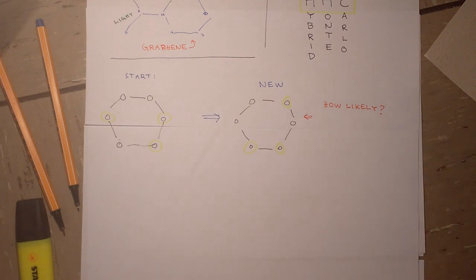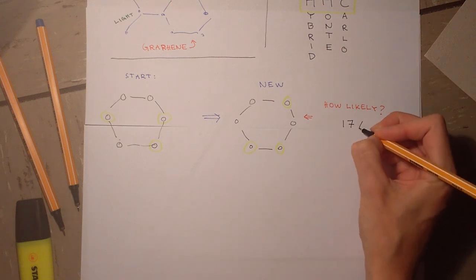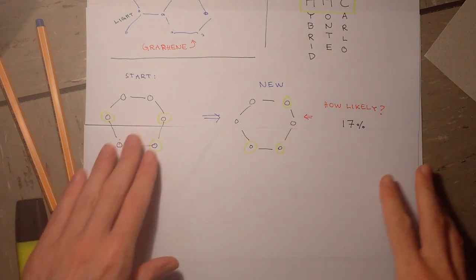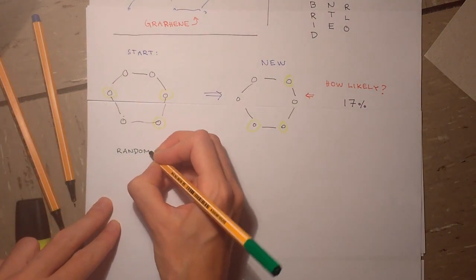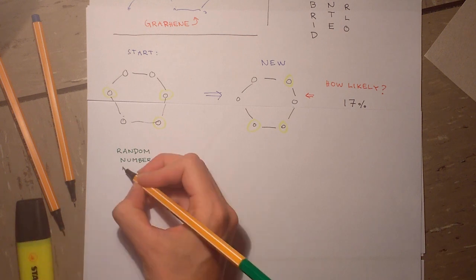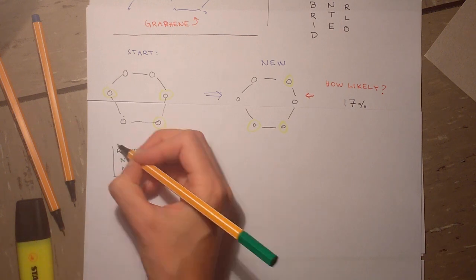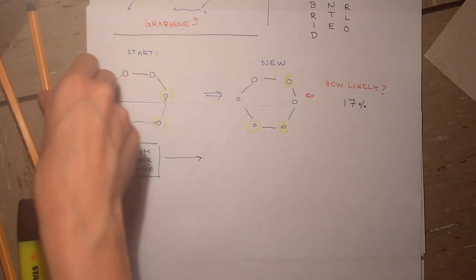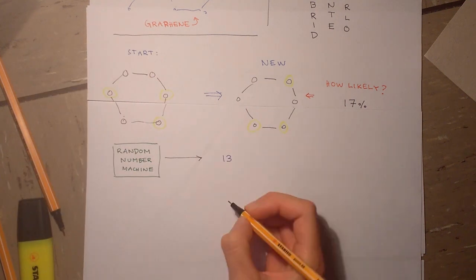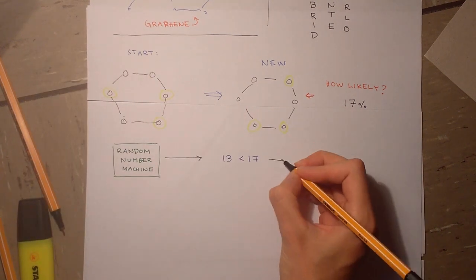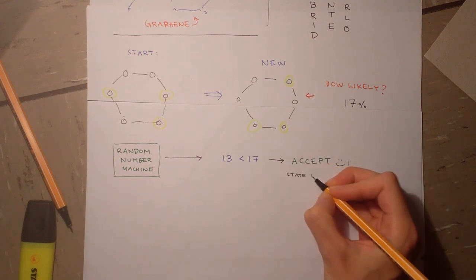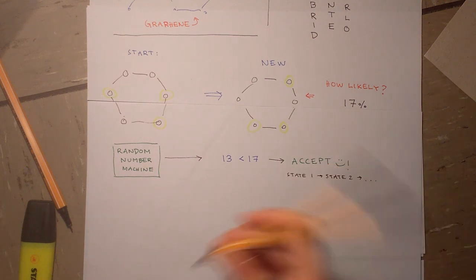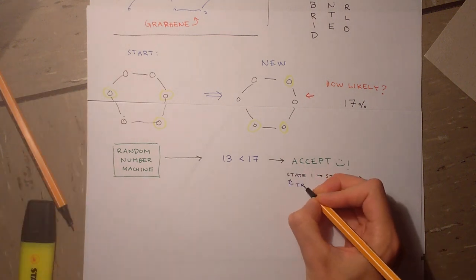Let's say we find that there's a 17% chance of this happening. We then take another random number between 0 and 100, and if that number is less than 17, we accept this new configuration and add it to our trajectory. If it's going to be more, we need to reject the trajectory and try to generate a new one.